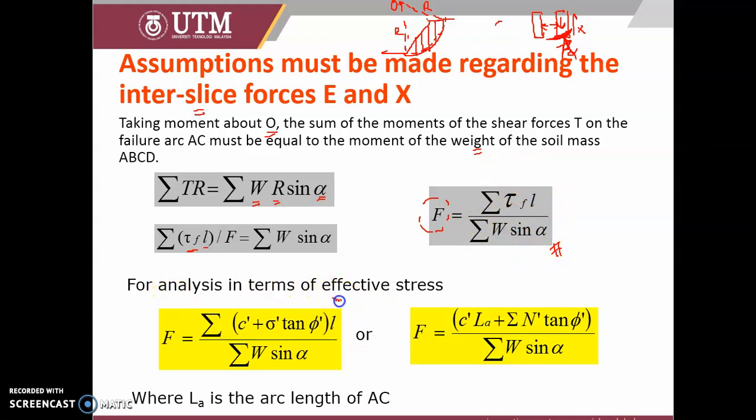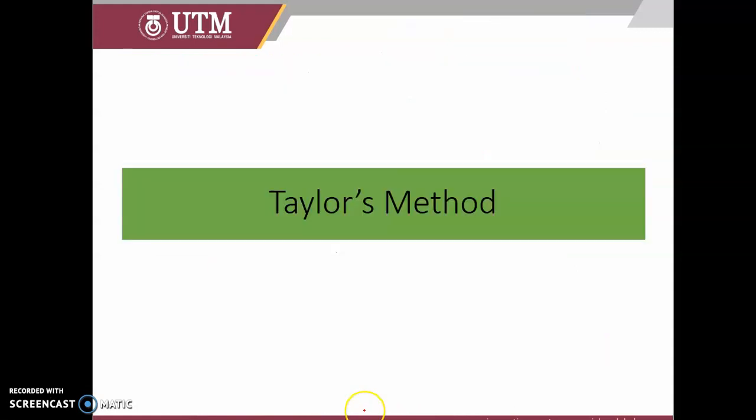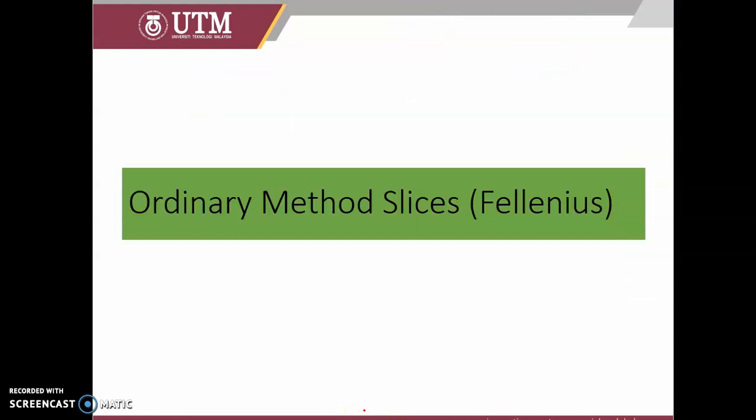So in terms of effective stress, all these tau F become c prime plus effective stress tangent phi prime times the L, the width of the slice, divided by the moment that is induced. Or these terms can also be used. So this is actually normal stress times the L, where L_A is the arc length of the AC. So this is another type of method.